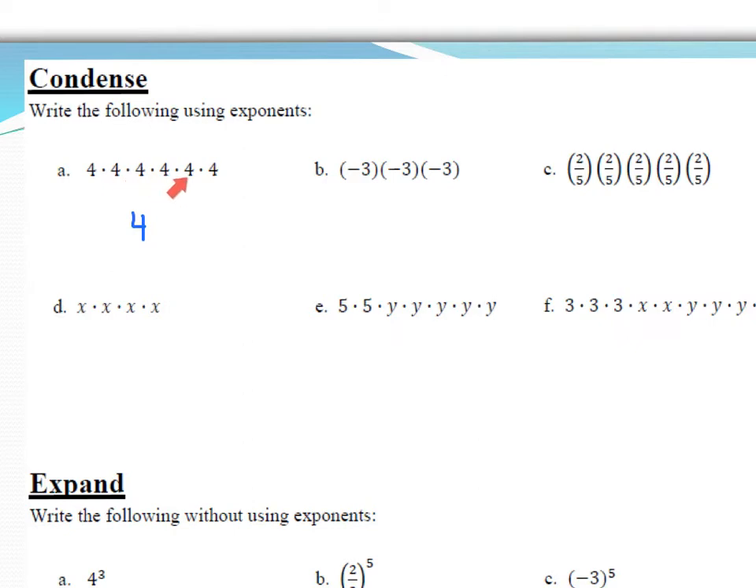1, 2, 3, 4, 5, and 6. So this is going to be 4 to the 6th power. So what I'm doing is condensing this, taking something longer and breaking it down.